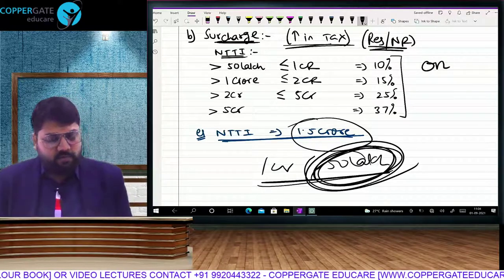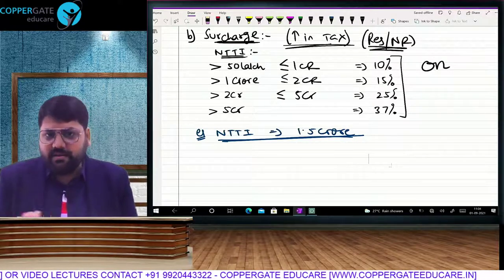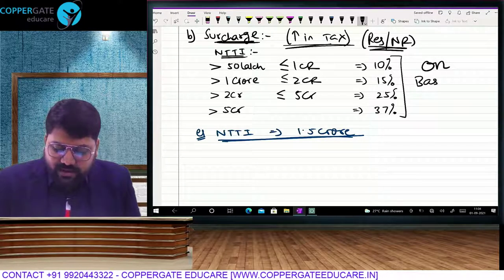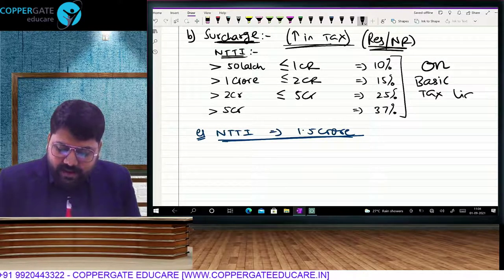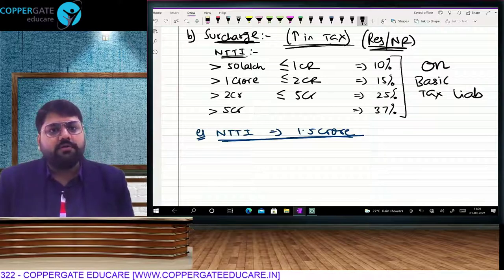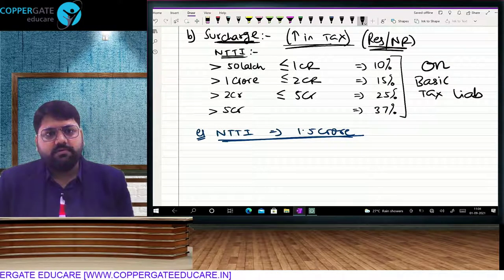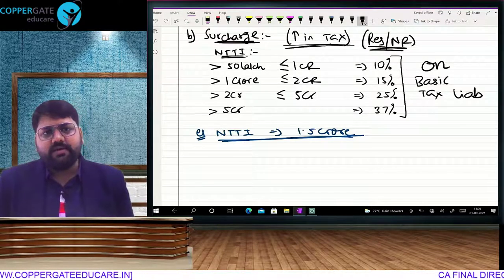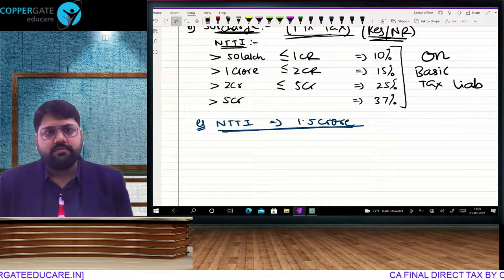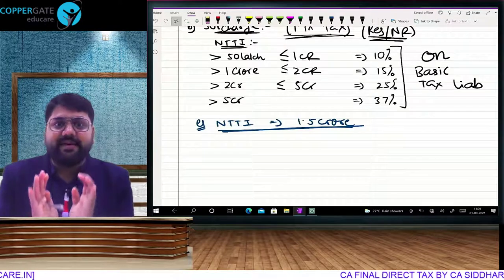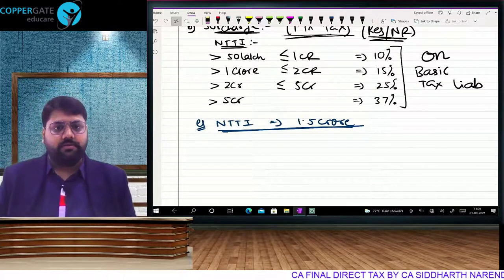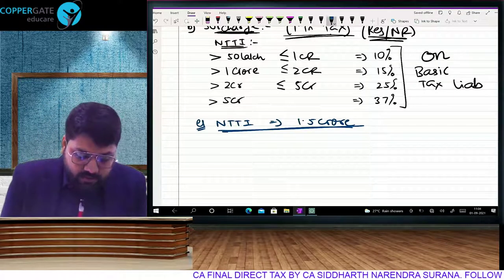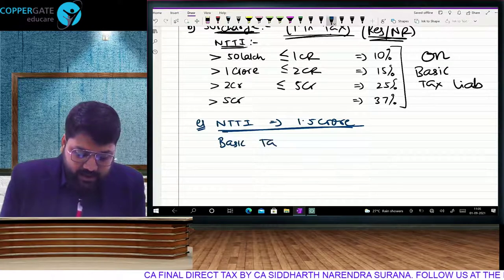What you have studied, what you have been taught, what you have done in your life, I really don't care about it. Let me set the rule very, very clear today. Surcharge will always be calculated on your basic tax liability. Always. So when you have 1.5 crore and you have correctly concluded 15% surcharge, absolutely right.